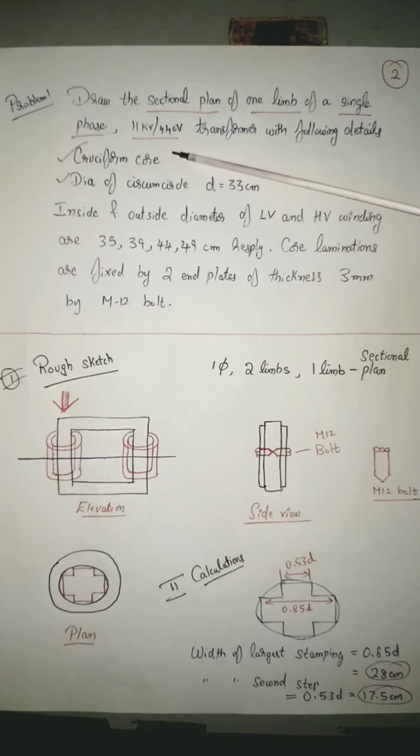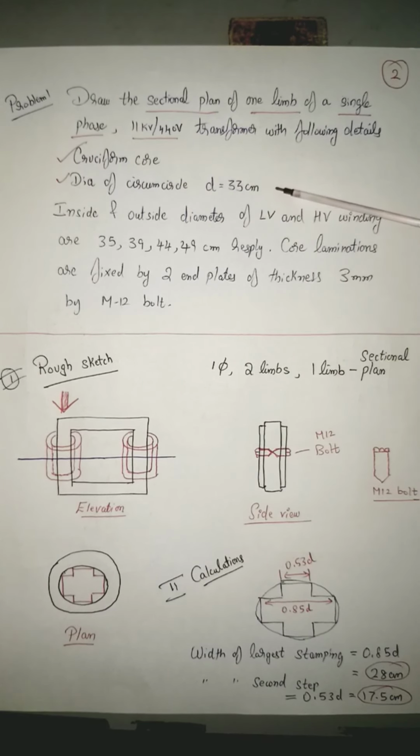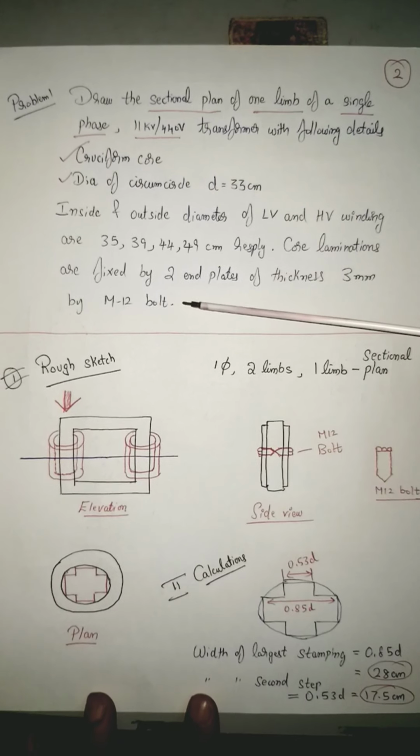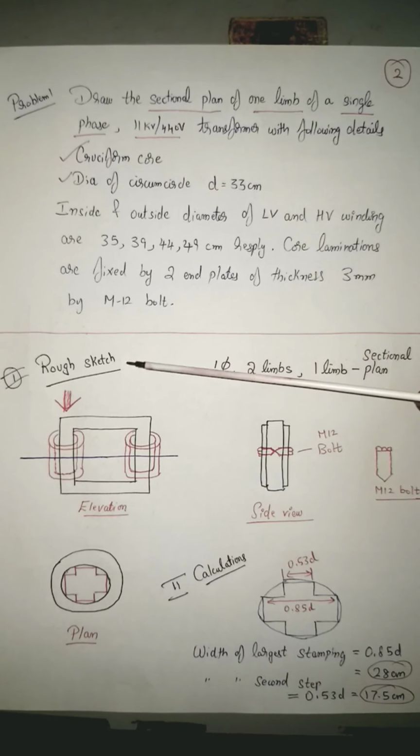With the following details: the type of core is cruciform type. Cruciform means two-stepped. And the diameter of the circumcircle is given as 33 centimeters. Inside and outside diameters of LV and HV winding are given as 35, 39, 44, 49 respectively. And all these core laminations are fixed by two end plates having thickness 3 mm with a type of bolt called M12 bolt. Now before drawing this assembly, you'll have to go for a rough sketch.